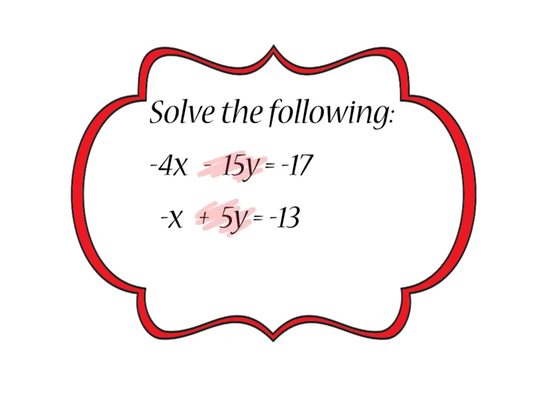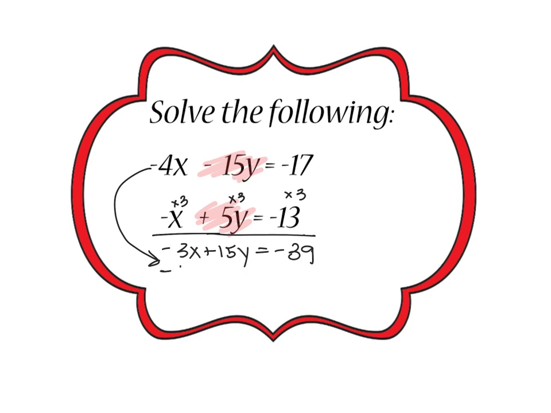For this system, you could have multiplied the bottom equation by 4, but I decided I'm going to get rid of my y's, so I chose to multiply the bottom equation by 3 because that will get me this negative 15, and then it'll get me a positive 15, and those will cancel. So when I do that, I'm going to get negative 3x plus 15y equals negative 39. And then I'm just going to rewrite my second equation right below it.